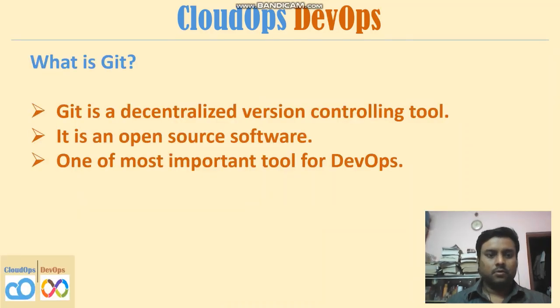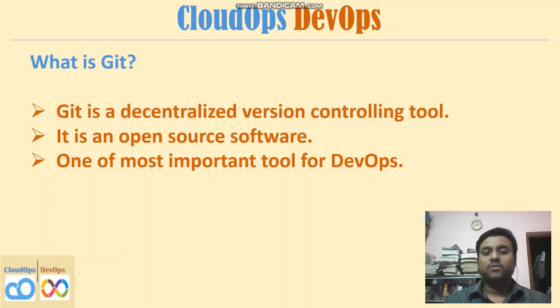So what is Git? Git is a decentralized version controlling tool. So what does decentralized version controlling tool mean? It means that each and every developer who is working in the development team can take a replica of the code which is there in production and they can version control their code or track their code in their own local system. So Git helps to track or version control our code in our own local laptop even without having any sort of internet connection.